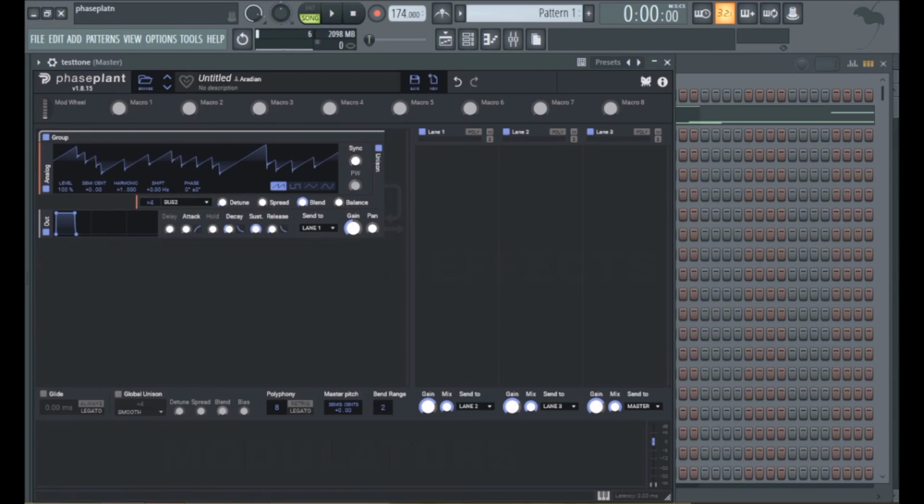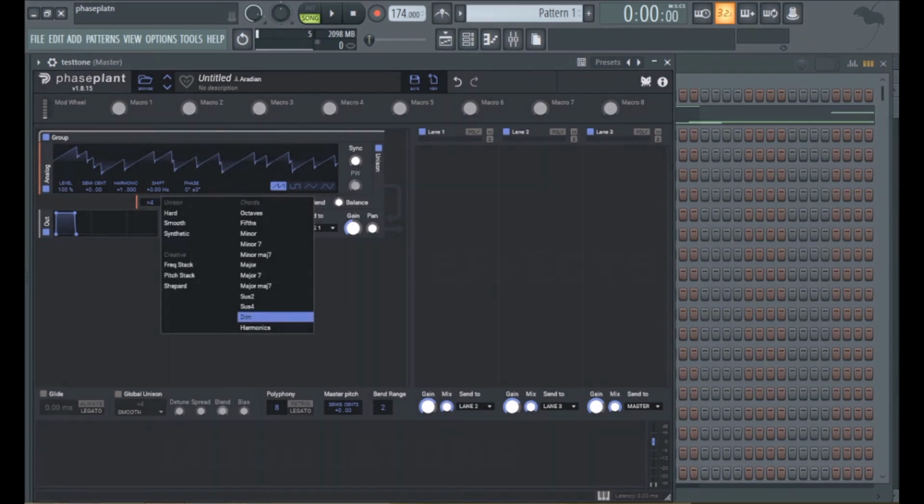Sus2 is a type of suspension. A suspension is when you take your third and you move it to either the second or the fourth. It's not the same as suspension in a melody, but that's beyond the scope of this video. Suspended chords are fairly common, although sus2 is a bit less common than sus4. So with sus2, your third becomes your second, and with sus4, your third becomes your fourth. And as always, you have your perfect fifth with them as well.